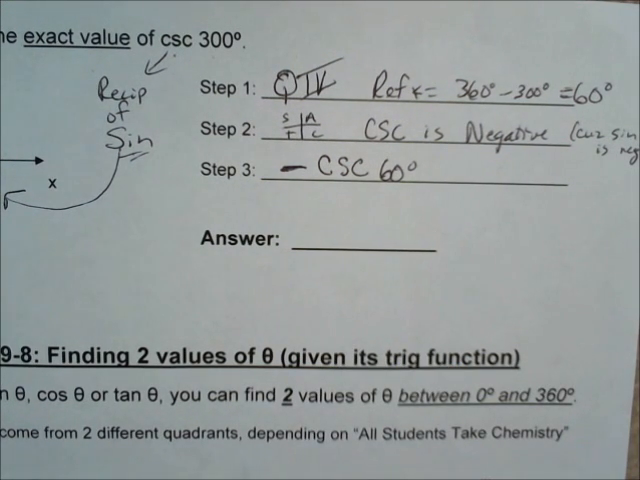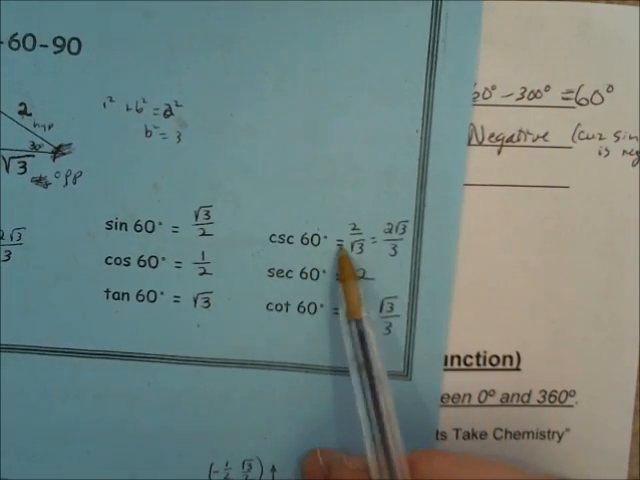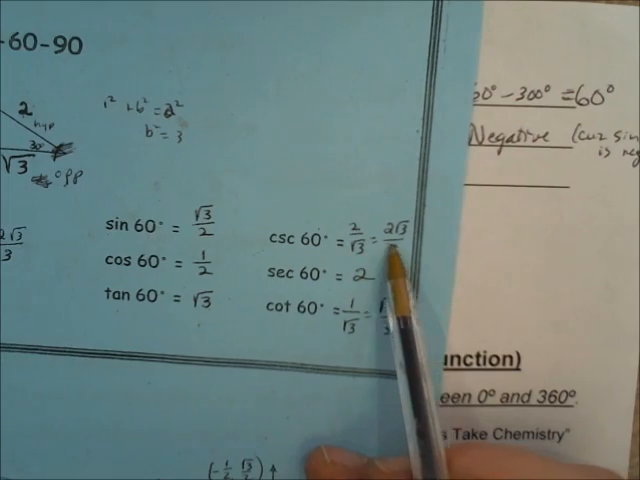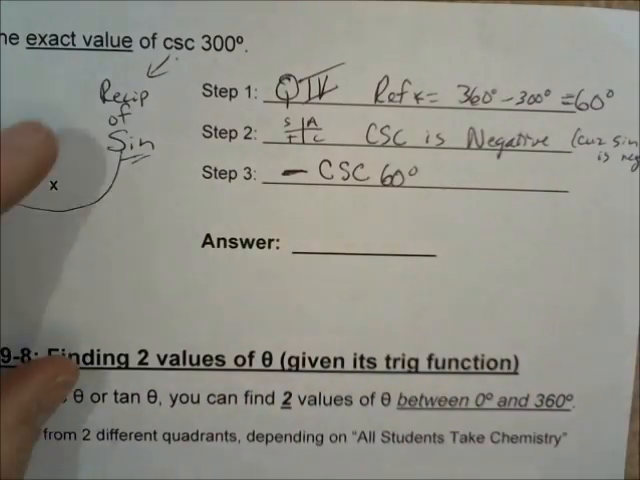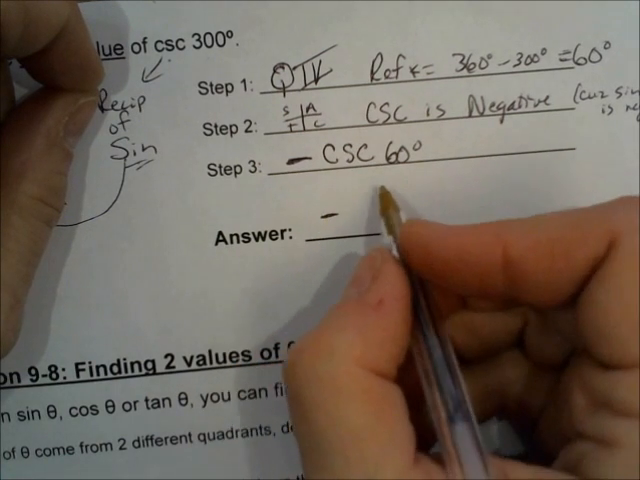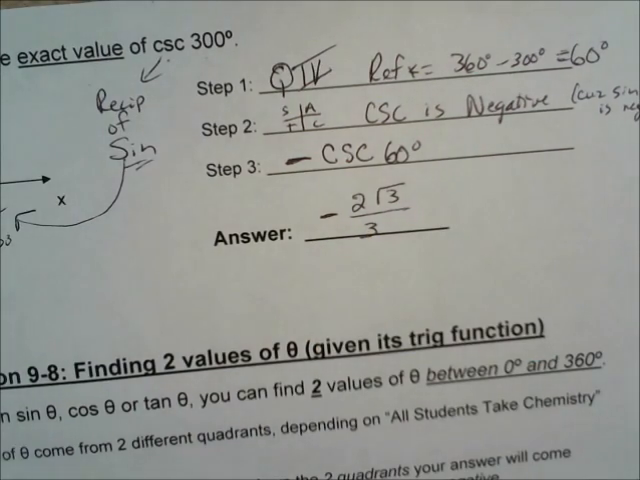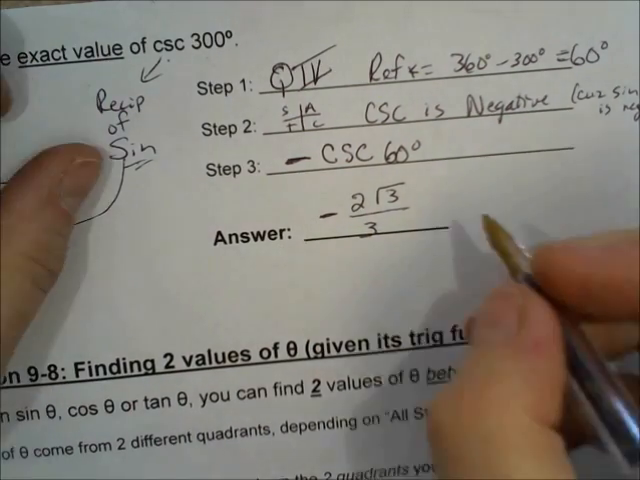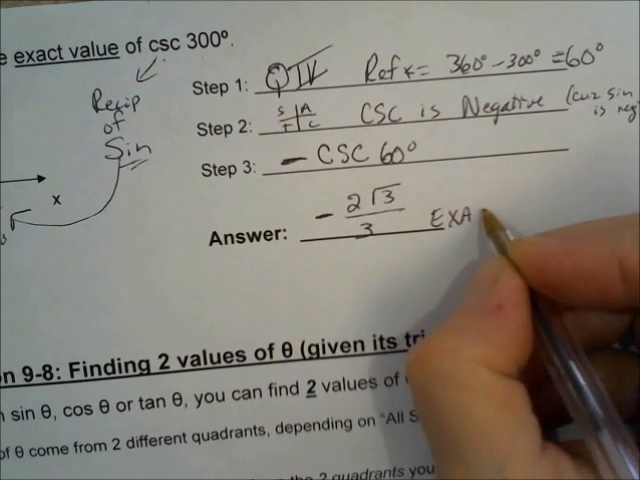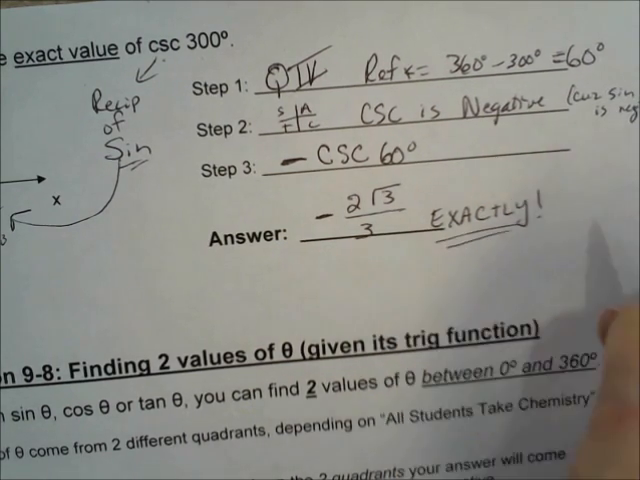And if you want to take a look at your blue sheet, you can, or maybe you can remember, but cosecants are a little bit tricky to remember. So the cosecant of 60 degrees, way back when we did our blue sheet, cosecant of 60 degrees is 2 square root of 3 over 3 if you wanted to rationalize that denominator. So the answer is negative, and it is 2 square root of 3 all over 3, the cosecant of 60 degrees. So this is the exact answer. This is no calculator. And that's it for today.